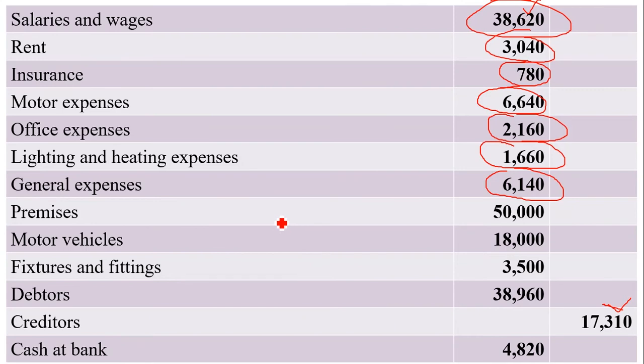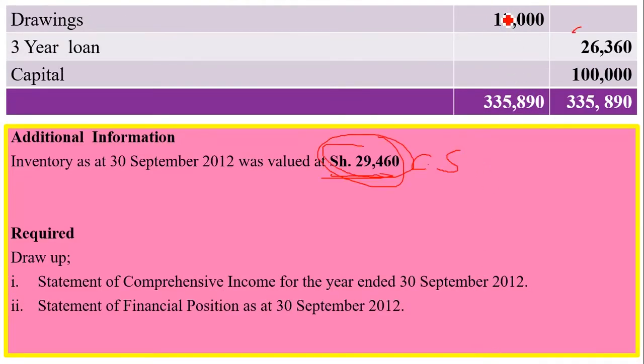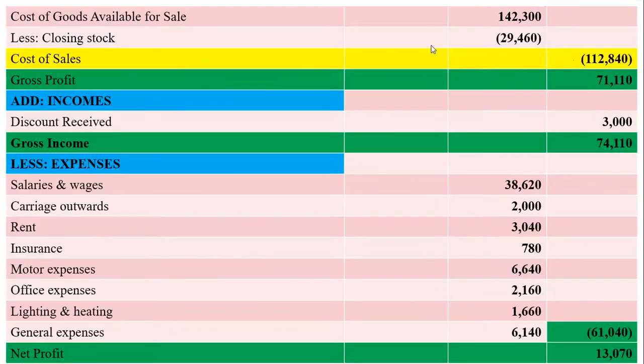Premises is a non-current asset, therefore not an expense. Motor vehicle is a non-current asset. Fixtures and fittings, non-current assets. Debtors is a current asset. Then we have cash at bank, which is a current asset. Then we have drawings. That one is going to affect the capital. So as you can see, we have identified all the expenses.